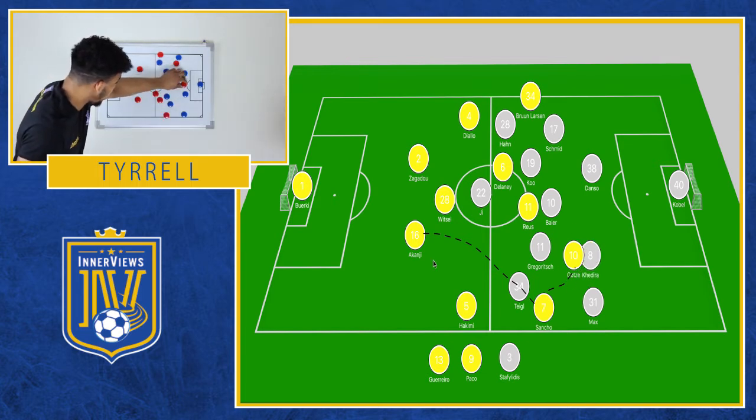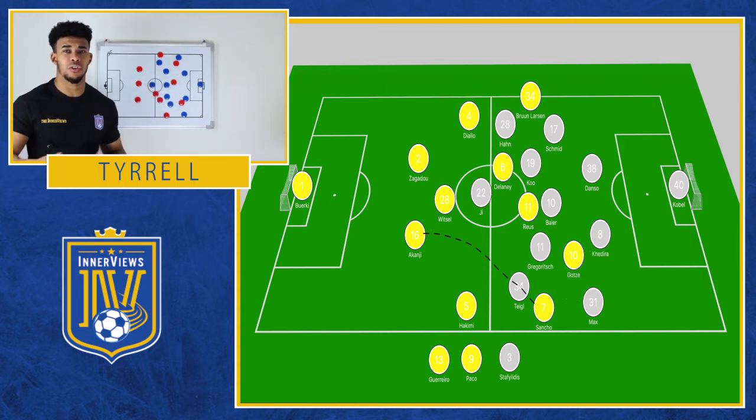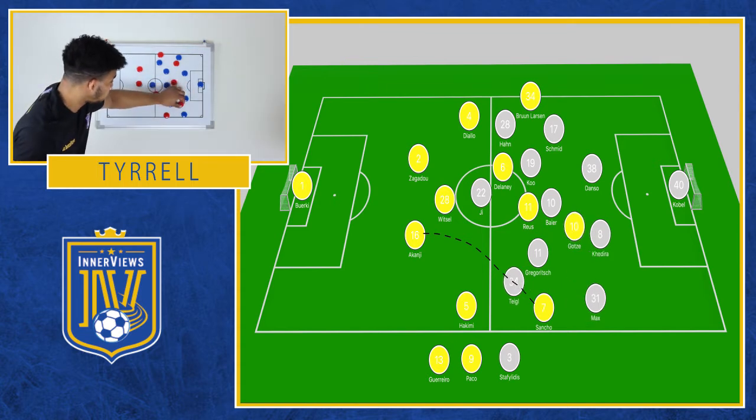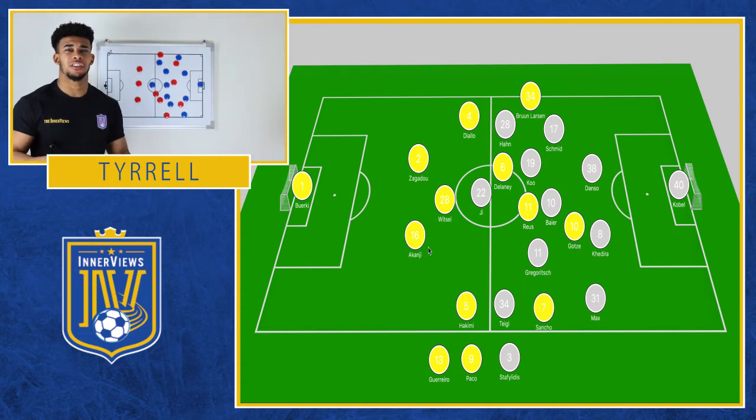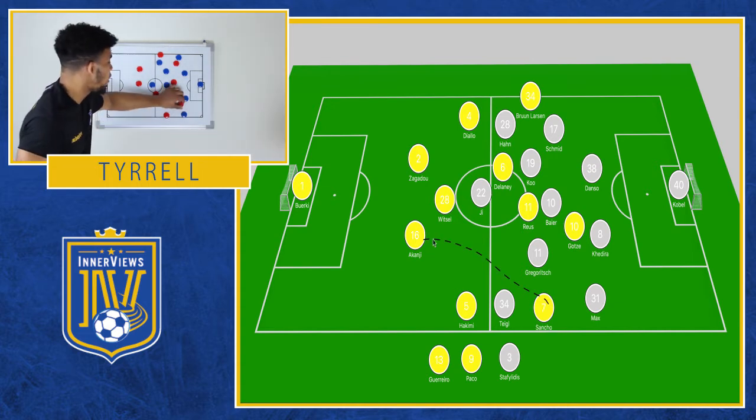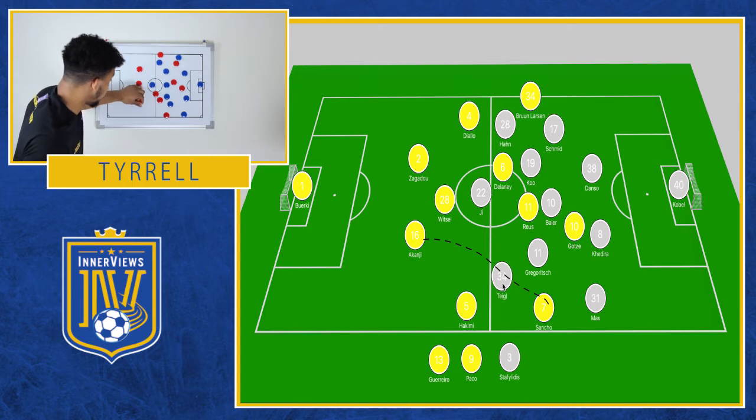He plays the ball into Götze, dropping off to Khedira. So he ends up splitting those two into Max and Tyrrell. Götze drops off, but Khedira steps in to intercept the ball to clear that danger. Shortly after that, the same routine.